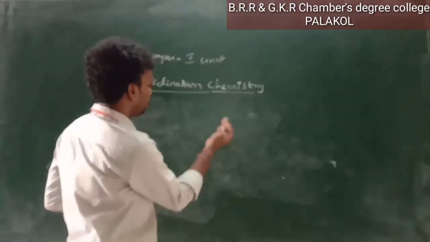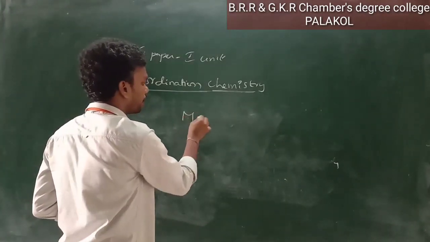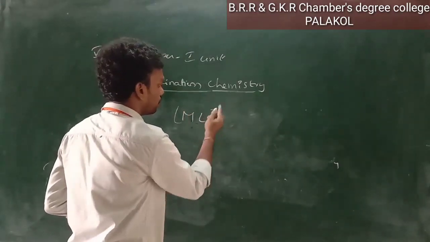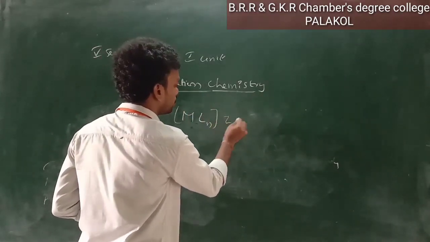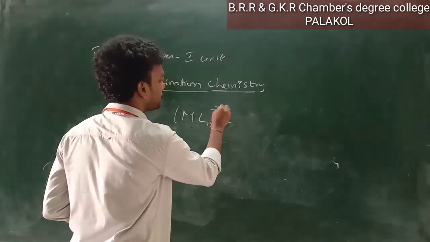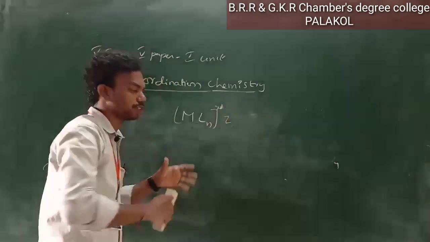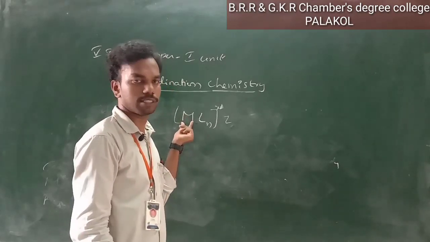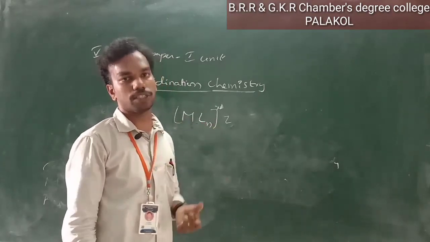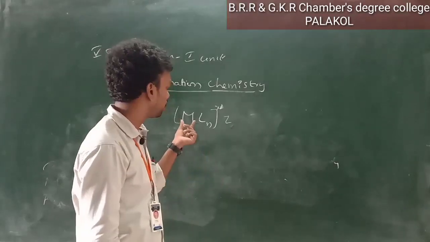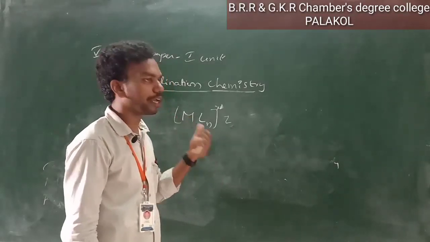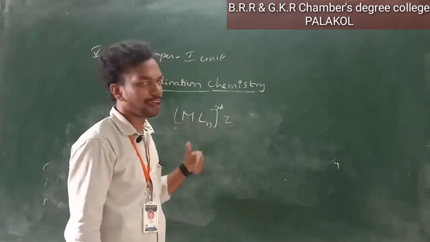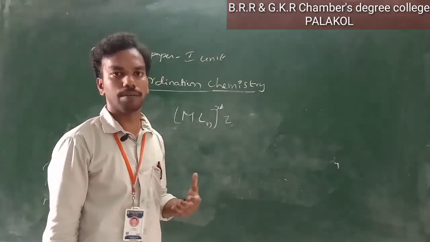The basic structure of a complex compound is [M Ln]z± . Here M is the central metal atom, which belongs to the transition elements, the d-block elements. Maximum d-block elements form complex compounds because d-block elements have vacant, empty d orbitals.